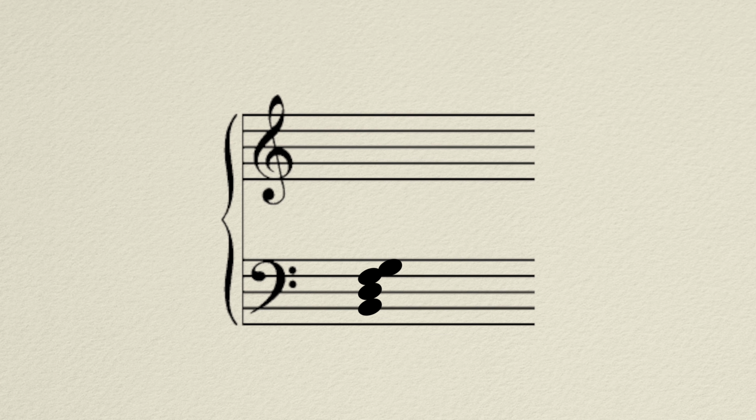Now that we know what inversions are, we need to know what they look like either in chord symbol notation or what they look like when they're written out on the page, as well as what they feel like on the piano and how to best play them. So let's start with chord symbols.